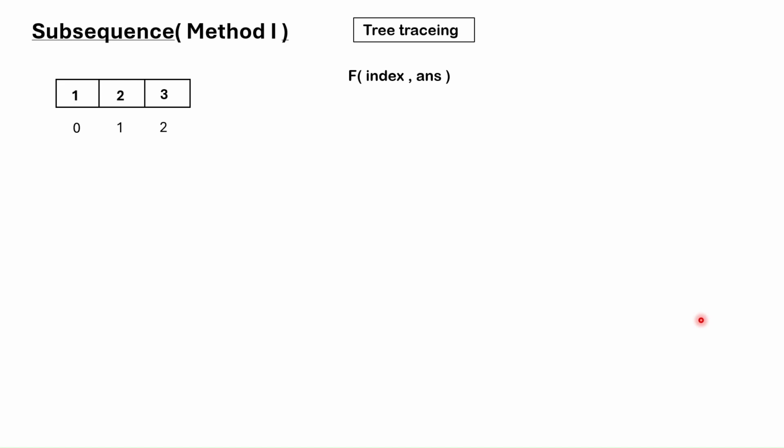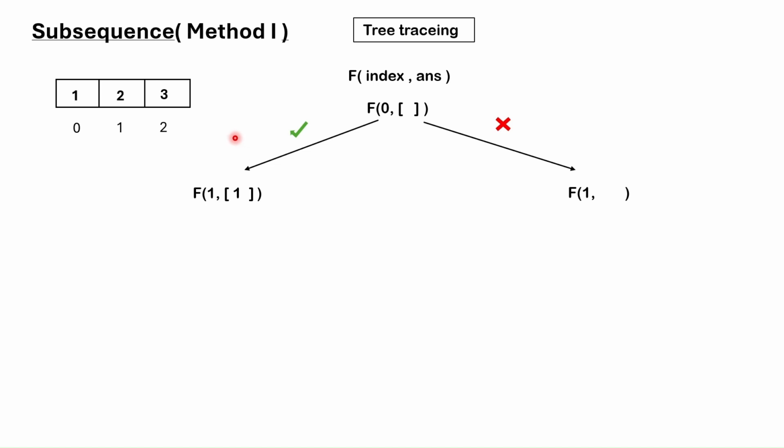Let us now look at the tree tracing for the pick and non-pick method. So I have this function and I have passed the array's index and our answer array as arguments. So we will start from the 0th index and our answer array will be empty. For the 0th index, I have two choices. Either I will pick the 0th index and move to the first index, or I will not pick the 0th index and move to the first index. If I pick the 0th index, I will get 1. So firstly, the left subtree will be executed.